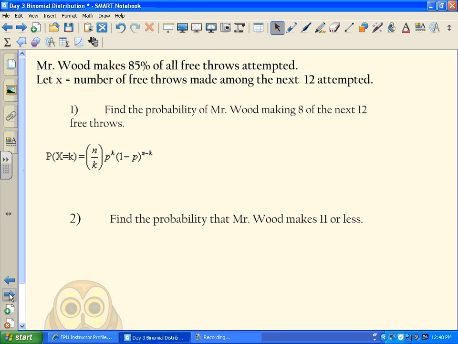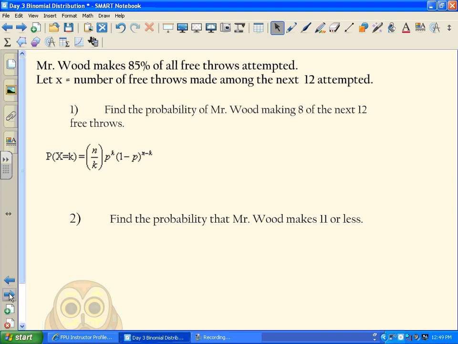Okay? Does that make sense? All right. Now, that's 85% over time. I want to look at my next 12 free throws. Okay? That's now gone into the realm of binomial distribution. Okay? Let's make sure that we've satisfied all the conditions.